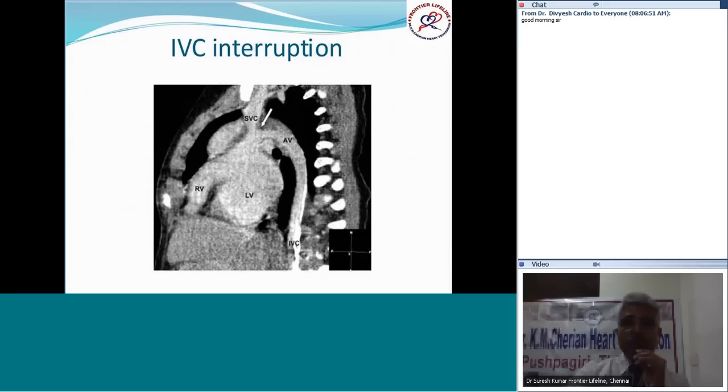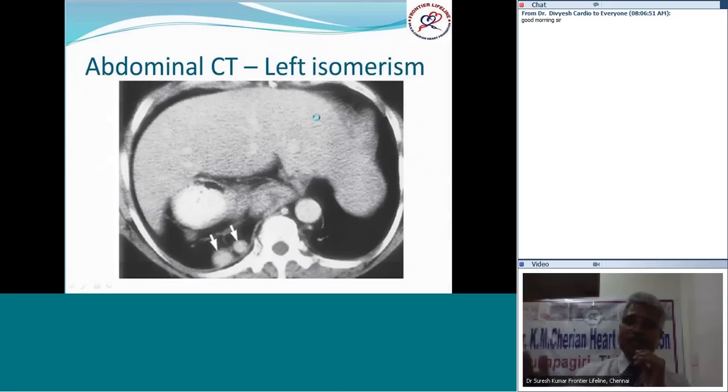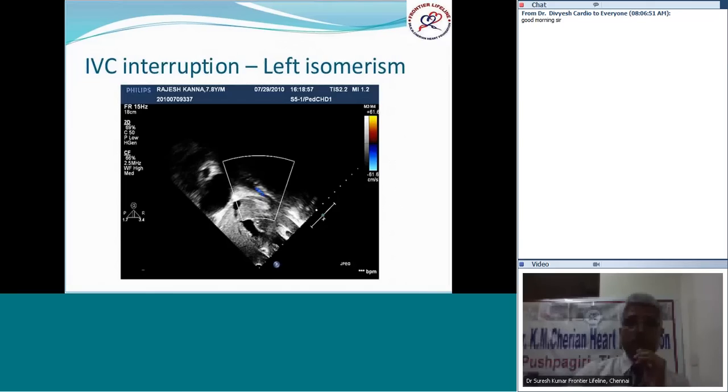So this is what an interrupted IVC would look like. The IVC seems to continue upward. What is important is that it does not join the heart. It goes and joins the superior vena cava. This tells you that it has to be an azygos or hemiazygos continuation. And in abdominal CT, you find this abnormal vessel in relation to the aorta. And this image will not move, so I'll show this later.